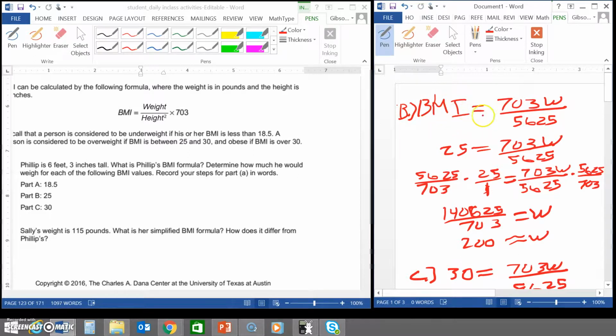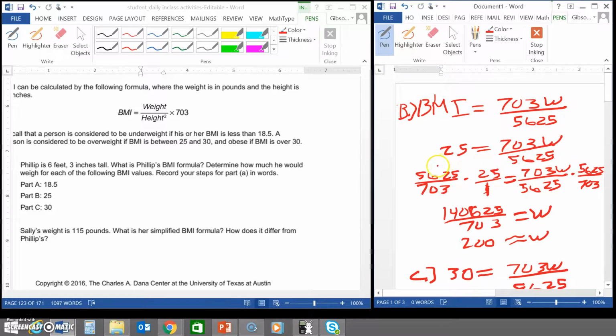We have our BMI is equal to 703 times the weight divided by 5,625. Remember, we figured out that he was 75 inches tall, and that was the height, and we were supposed to square it, which gave us 5,625. And we know without our weight, our numerator would be 703 times the weight. So now they give us a BMI of 25. So we substitute in 25 for the BMI, and that's equal to 703 times W over 5,625.